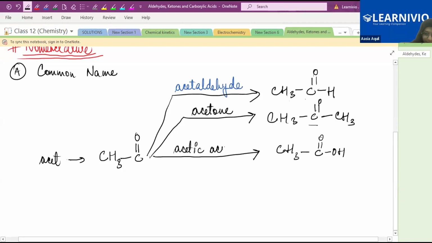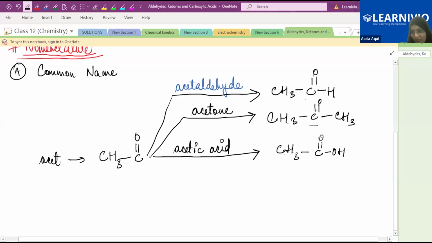Acetic acid. And what about the IUPAC name? It is ethanoic acid. Ethane: 1 carbon, 2 carbon, so it's ethane. And for carboxylic acid, we use the suffix oic acid in the IUPAC nomenclature. That's why its IUPAC name is ethanoic acid, but the common name is acetic acid.